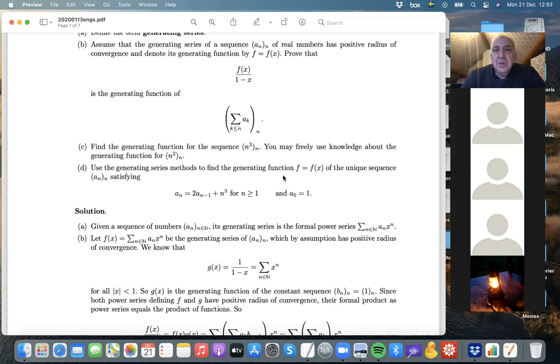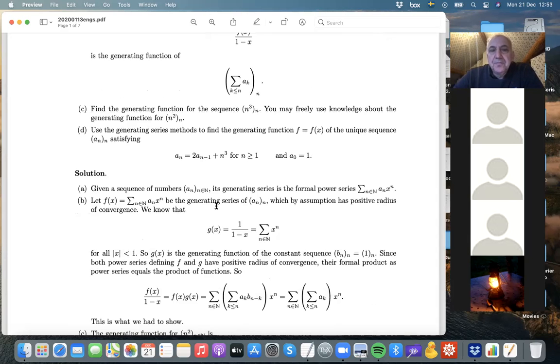Well, we should look at this function f of x divided by 1 minus x as a product of f of x times 1 divided by 1 minus x. And if we have a product of two functions, and each of them is a generating series for two different sequences, then the product of two functions is the generating function of the following thing.